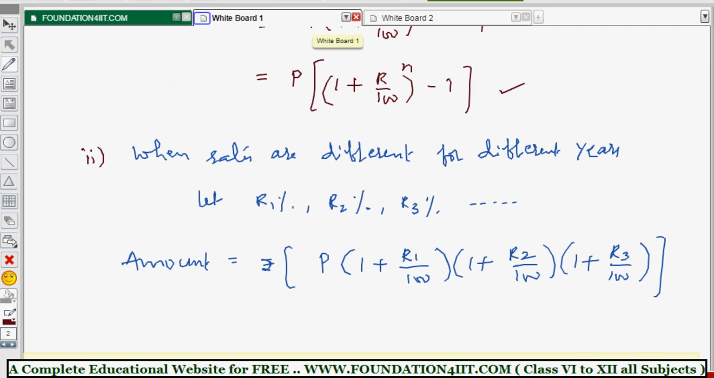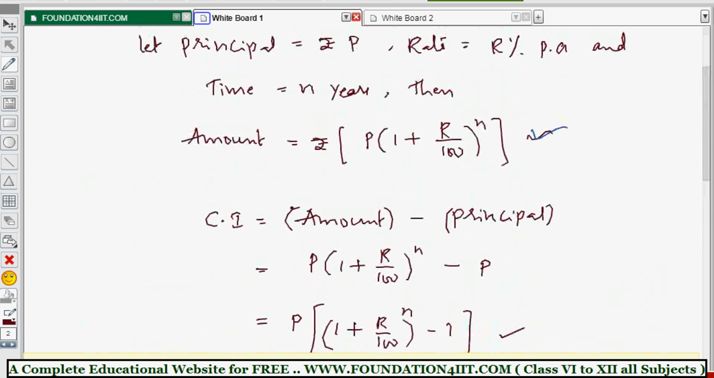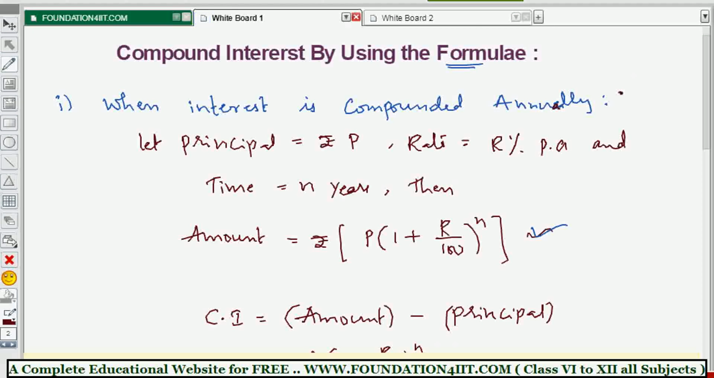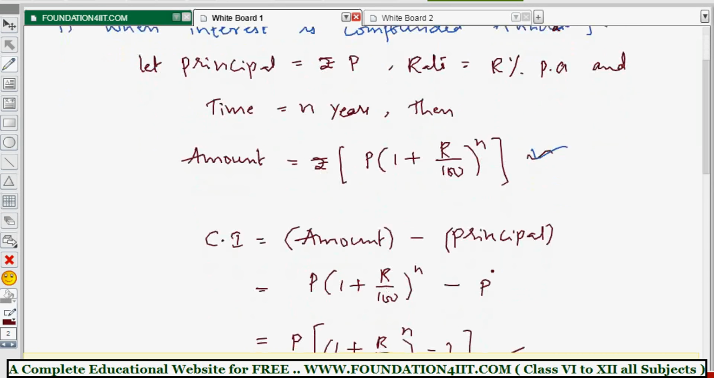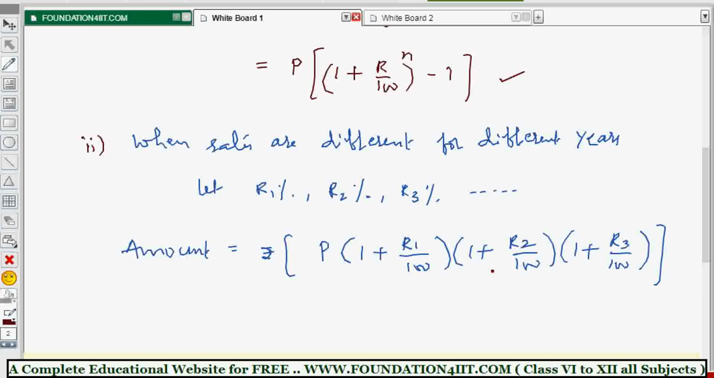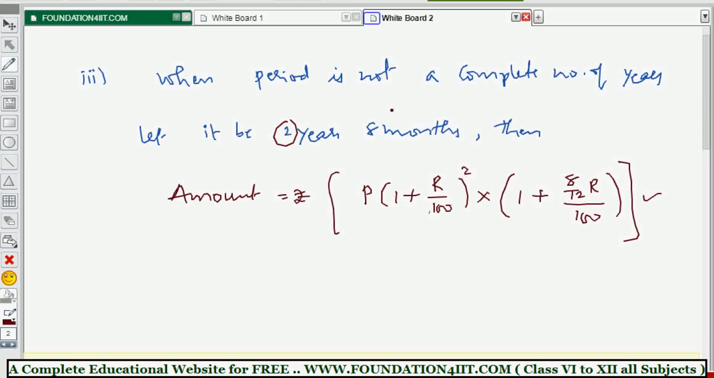So this is for when the interest is compounded annually. You can use these formulas. One is the principal, rate and time given, and when there are different rates we can use different R1, R2, R3 and so on. When time is different, so years and months are given, for years you can take it the same as usual. Extra 8 months are there, no? 8 by 12. If it's 7 months, 7 by 12 R by 100.